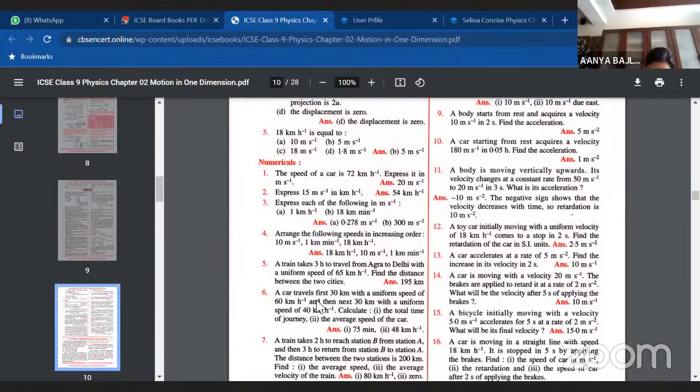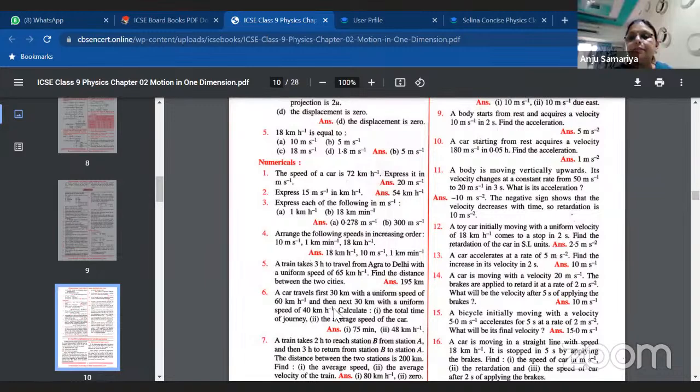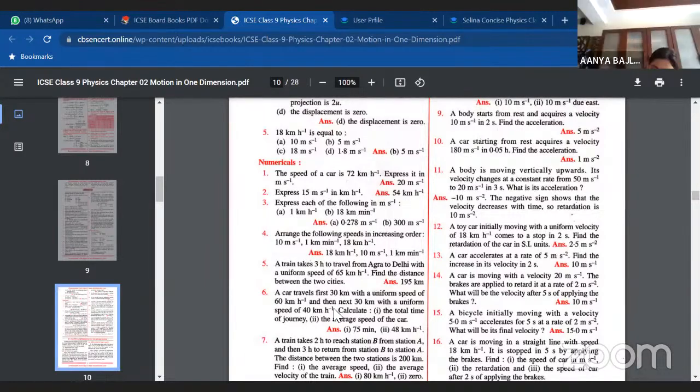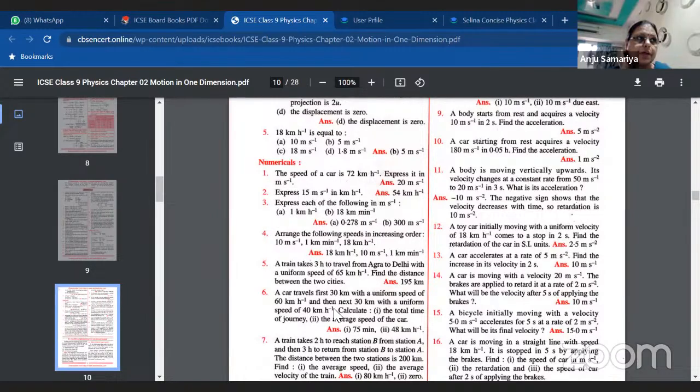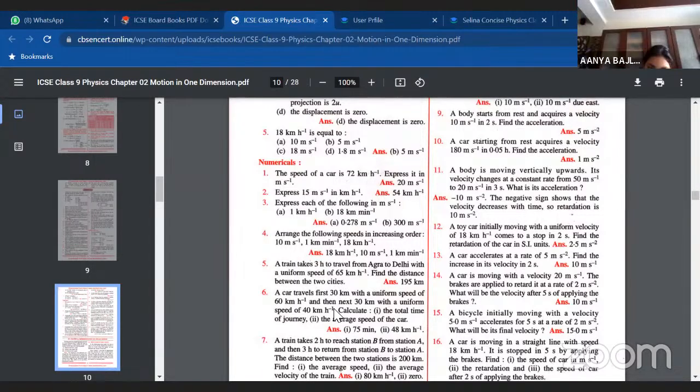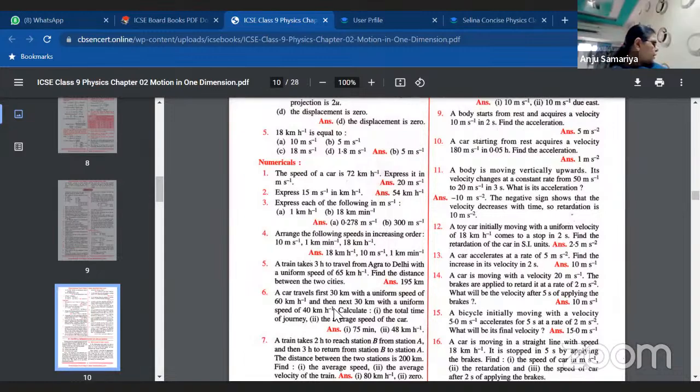Total time is coming 1.25 hours. How much time did you get? 1.25. 1 hour, 25 minutes. So it cannot be 1.25, it is coming in decimal. So how are you getting 1.25?